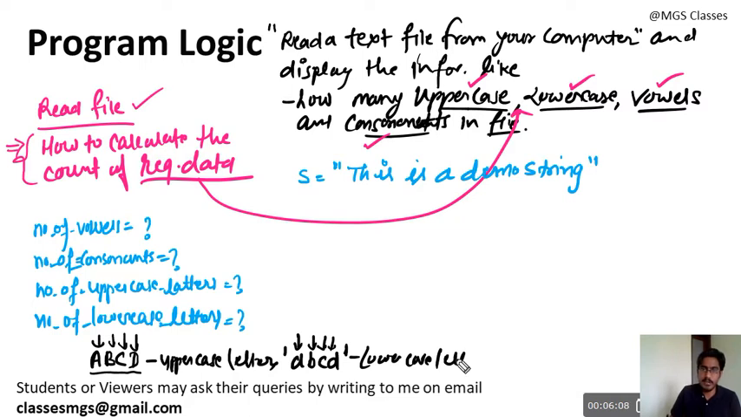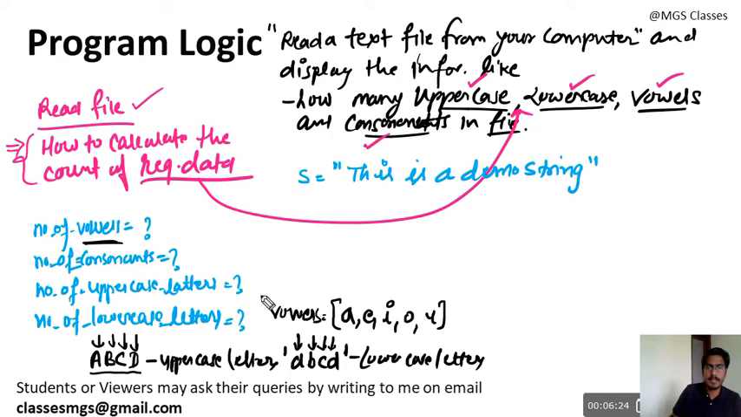Lowercase letters. Okay. What about vowels? Vowels are known as, in English, what are the vowels? The vowels are A, E, I, O, U. These are known as vowels.